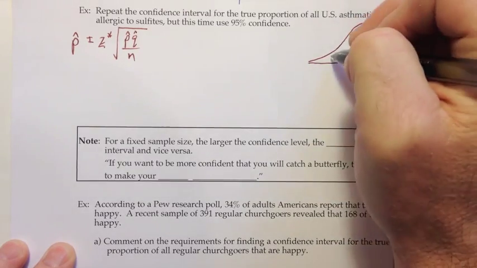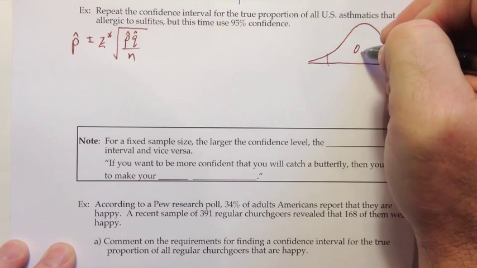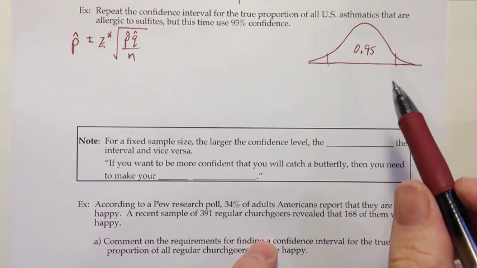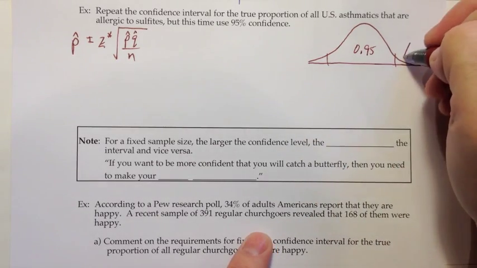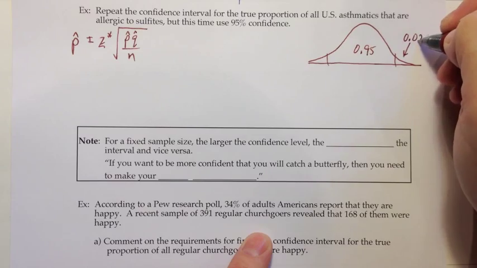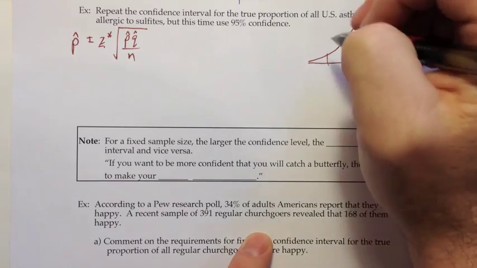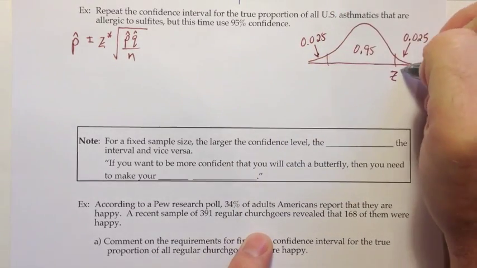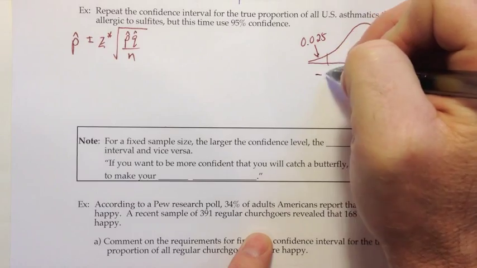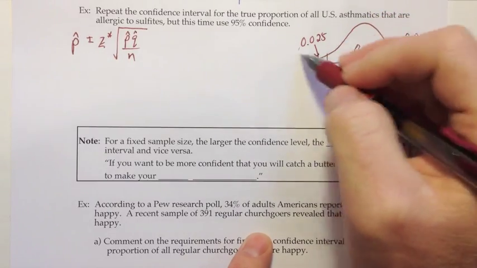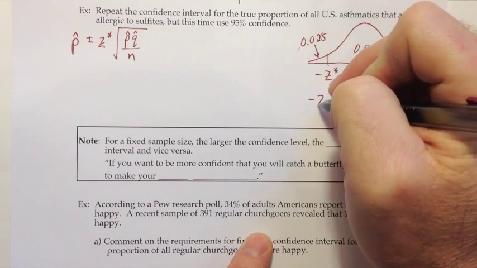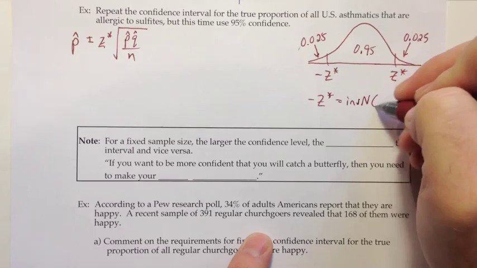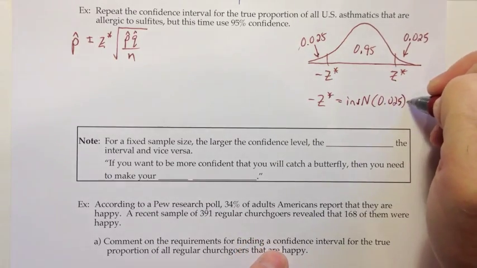So we draw our bell-shaped curve. This time we'd say that the area in the middle is 0.95. That leaves 0.05 left over for the outsides, but that's the total for the outsides. On each side we only get half of that, so half of the 0.05 would be 0.025. So when you go to find your z-star, which technically is this one over here, it's usually easier to find the negative value on the left because you know the area to the left of that one. So negative z-star is inverse normal of 0.025, and we can go to the calculator for that.